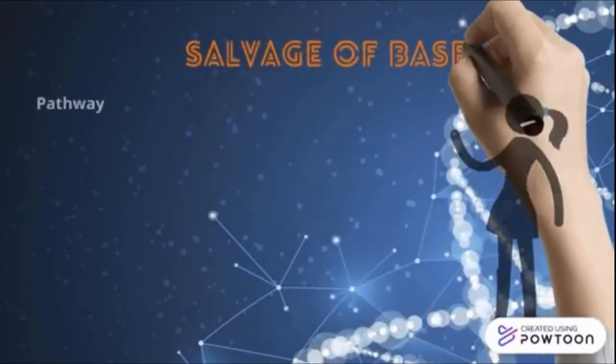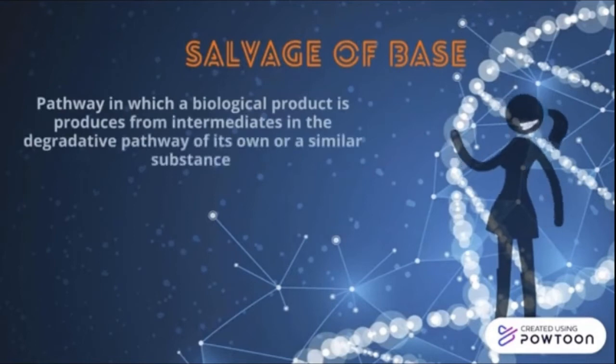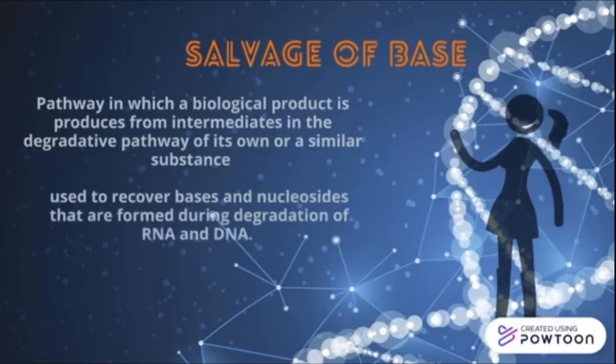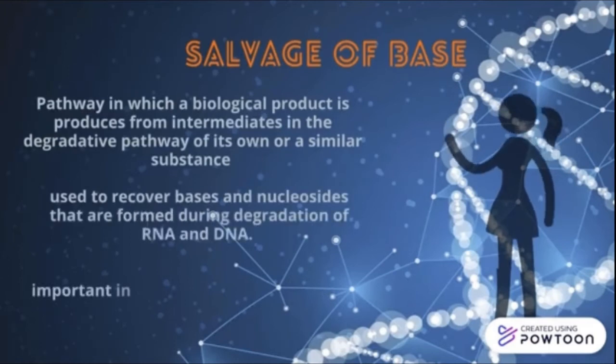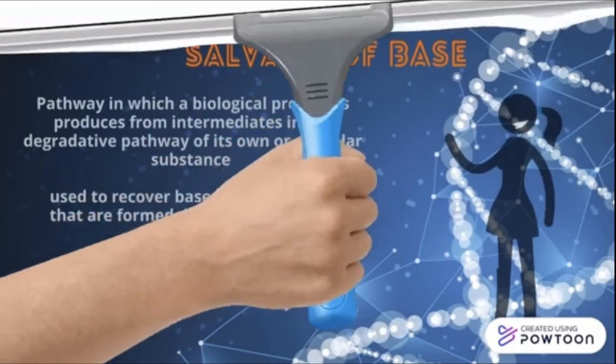Salvage of bases is a pathway in which a biological product is produced from intermediates in the degradative pathway of its own or a similar substance. It is used to recover bases and nucleosides that are formed during degradation of RNA and DNA. It's important in some organs because some tissues cannot undergo de novo synthesis.